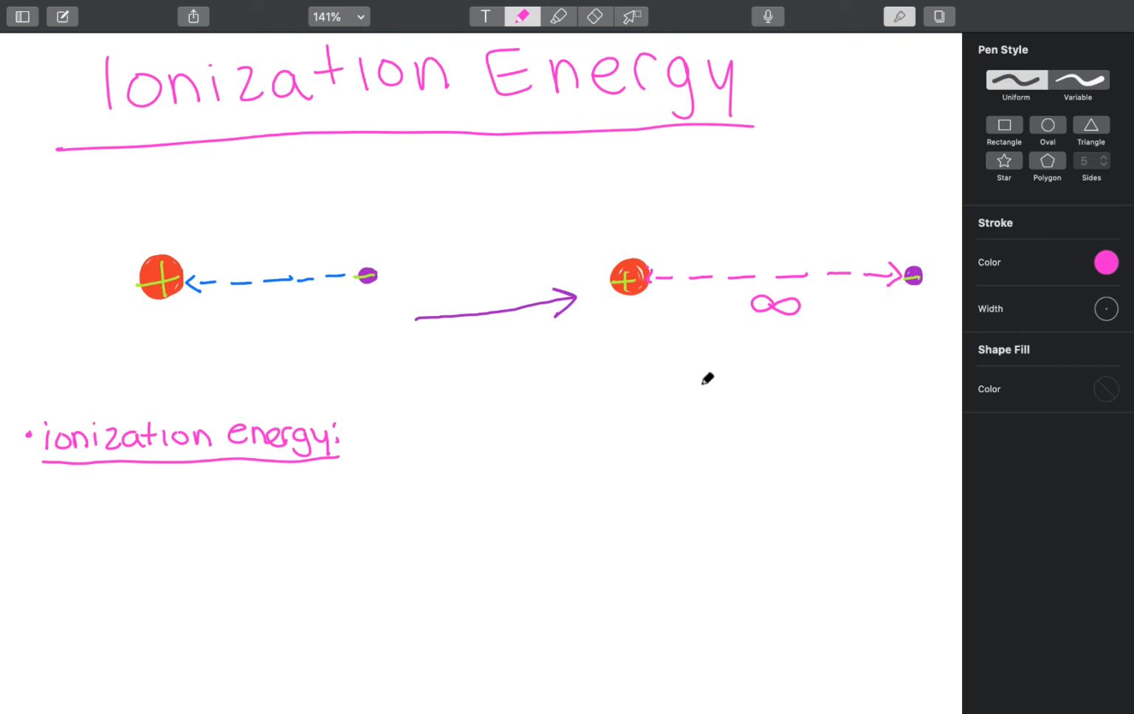So today we're going to be talking about ionization energy. And what I want you to do is to imagine an atom. And this atom has a positively charged nucleus and a negatively charged electron. Now the nucleus and the electron are attracted towards each other because they have opposite charges.